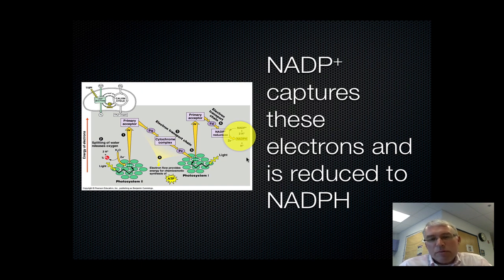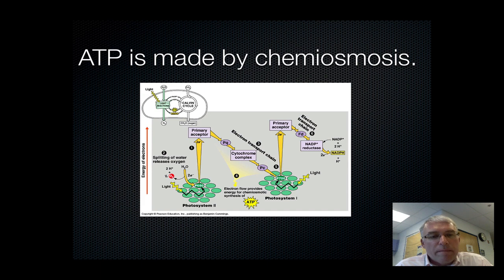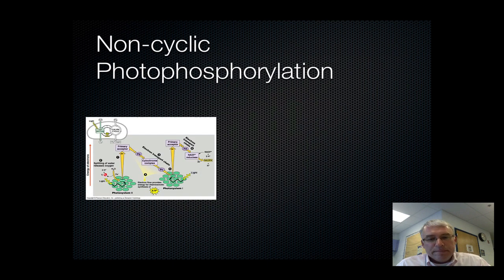Okay, so we've captured some electrons. We're going to be using them later on. Okay, ATP is also made, and ATP is made in just the way we saw in respiration, as electrons fall through an electron transport chain, not towards oxygen, but in this case towards photosystem 1. And as they pass through the electron transport chain, their energy is used to phosphorylate ADP into ATP. This is called non-cyclic photophosphorylation because the electrons are leaving one place and ending up somewhere else completely different.